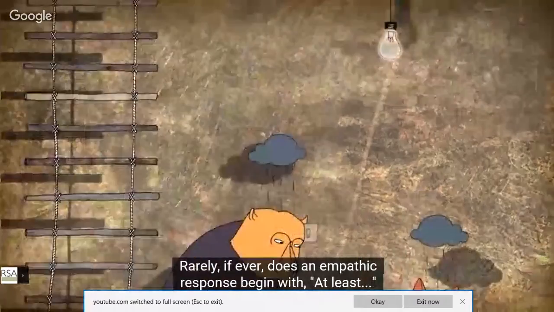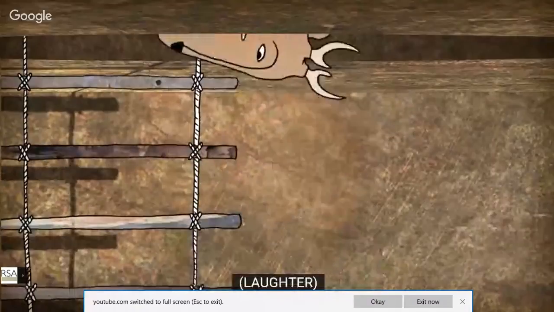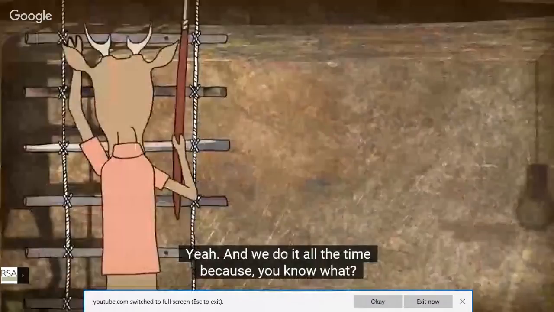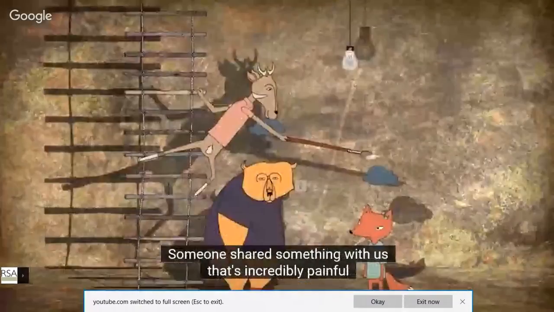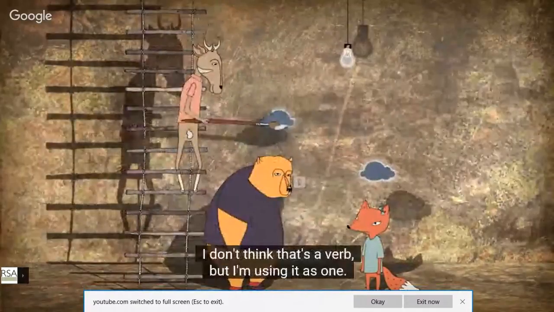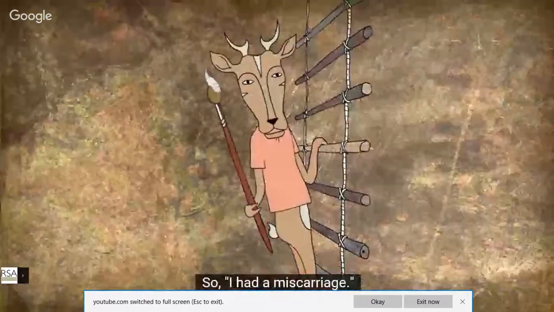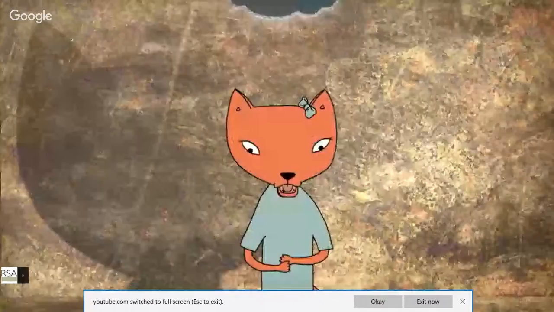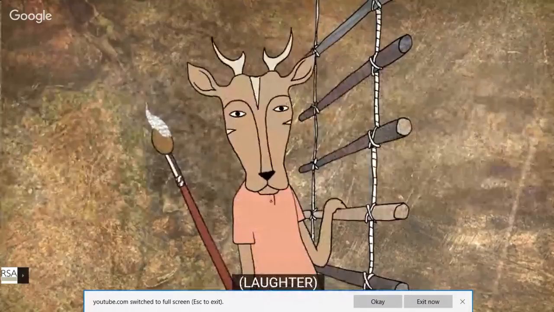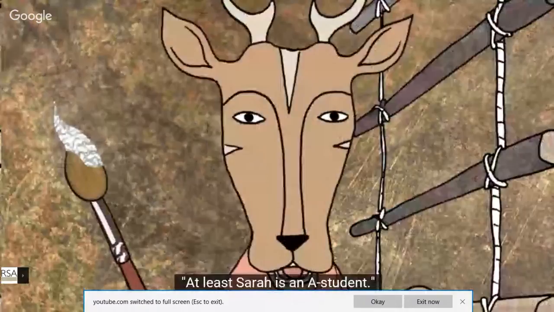Rarely, if ever, does an empathic response begin with at least. And we do it all the time, because you know what? Someone just shared something with us that's incredibly painful, and we're trying to silver lining it. I don't think that's a verb, but I'm using it as one. We're trying to put the silver lining around it. So I had a miscarriage. Oh, at least you know you can get pregnant. I think my marriage is falling apart. At least you have a marriage. John's getting kicked out of school. At least Sarah is an A student.